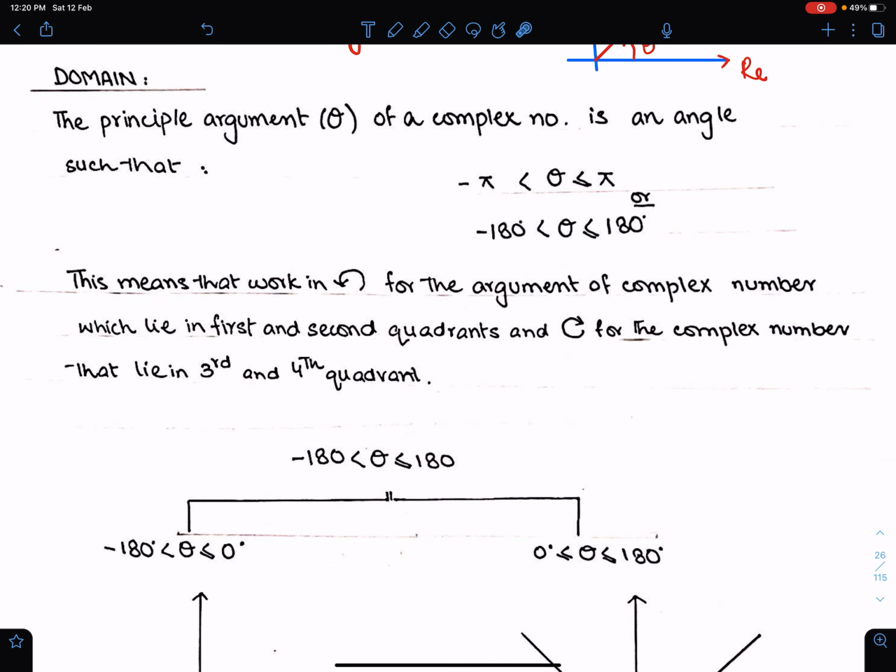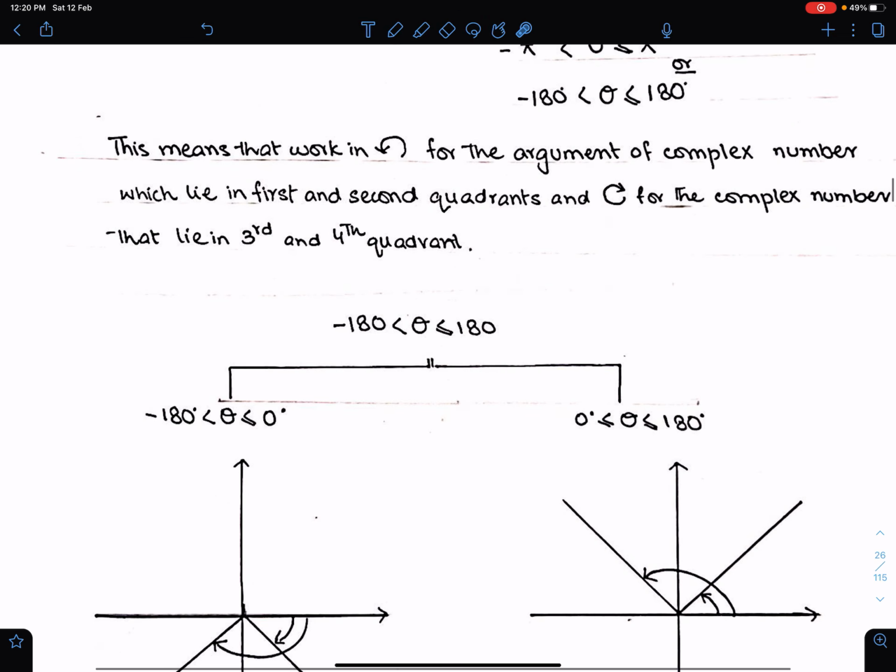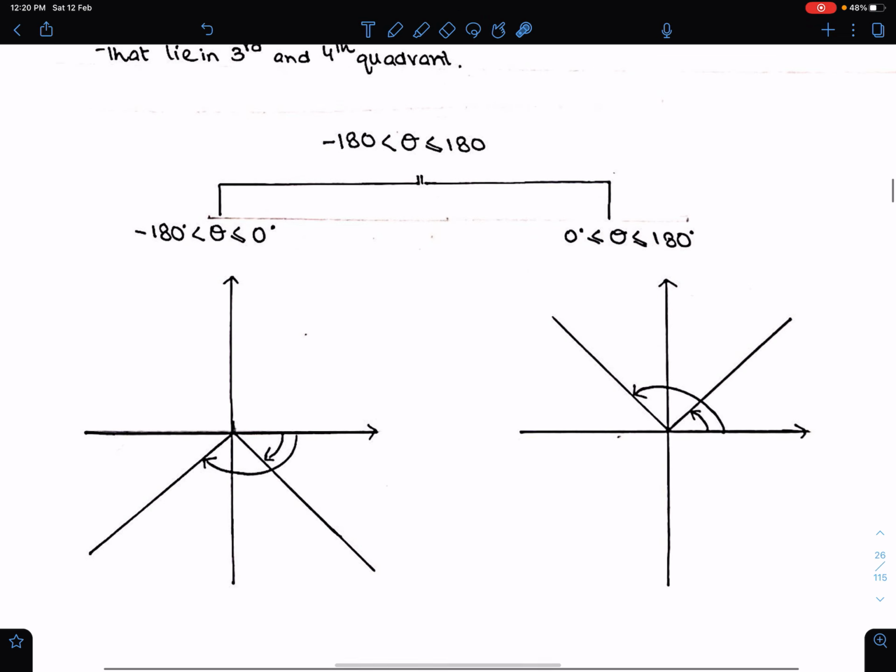This means that work in anti-clockwise direction for complex numbers which lie in first and second quadrants, and this means work in clockwise direction for the complex numbers which lie in third and fourth quadrants. We can understand this domain through these two sketches.